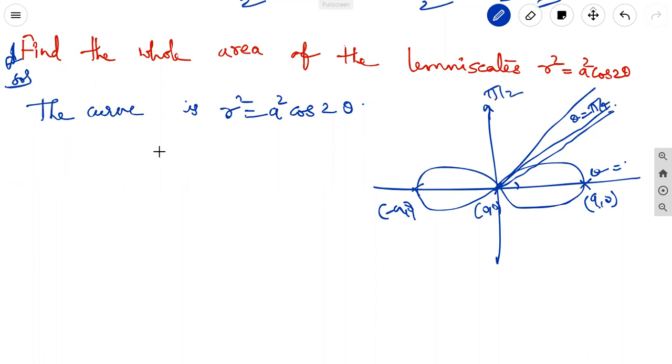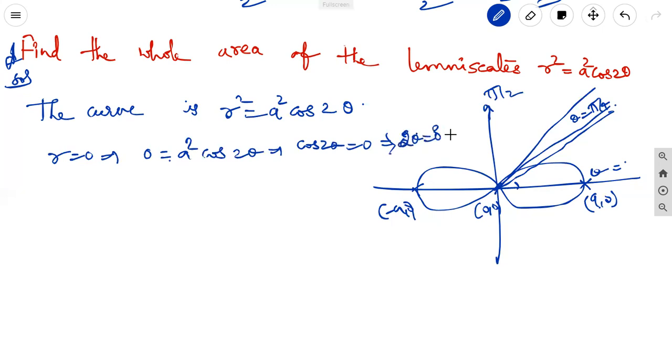How it is: we take r equal to 0, then 0 equal to a square cos 2 theta. From this, cos 2 theta value is equal to 0. 2 theta equal to pi by 2. And if r is equal to a, from this, a square equal to a square cos 2 theta. So a square by a square, cos 2 theta equal to 1.